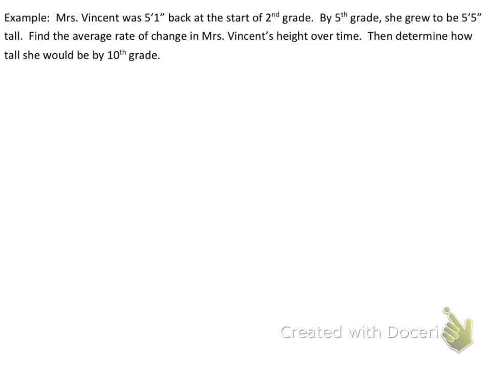So a rate of change problem might look like this. Mrs. Vincent was 5'1" back at the start of 2nd grade. By the 5th grade, she grew to be 5 foot 5 inches tall. Find the average rate of change in Mrs. Vincent's height over time. So it's telling us right here that we're looking for the height over time. Then determine how tall she would be by grade 10.